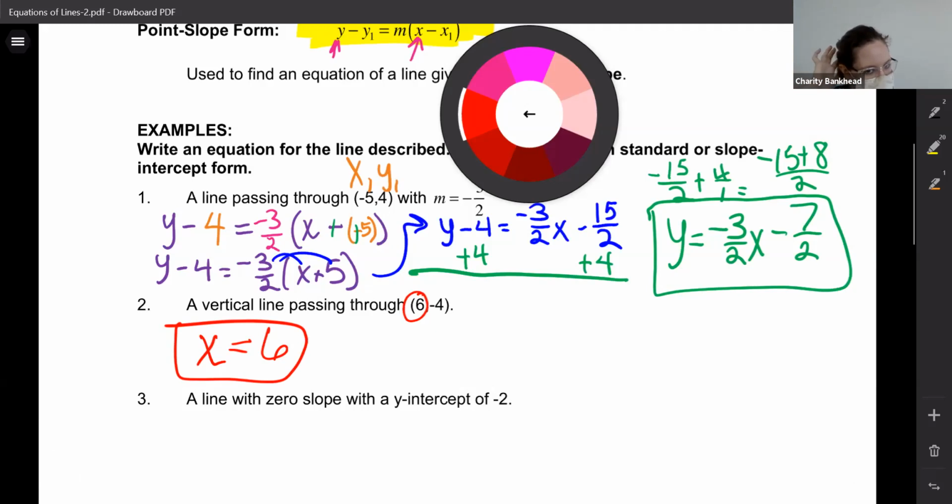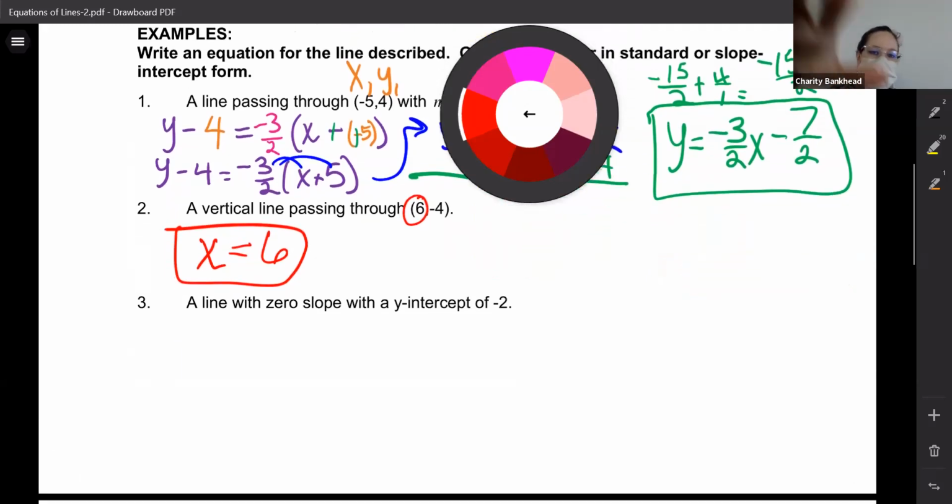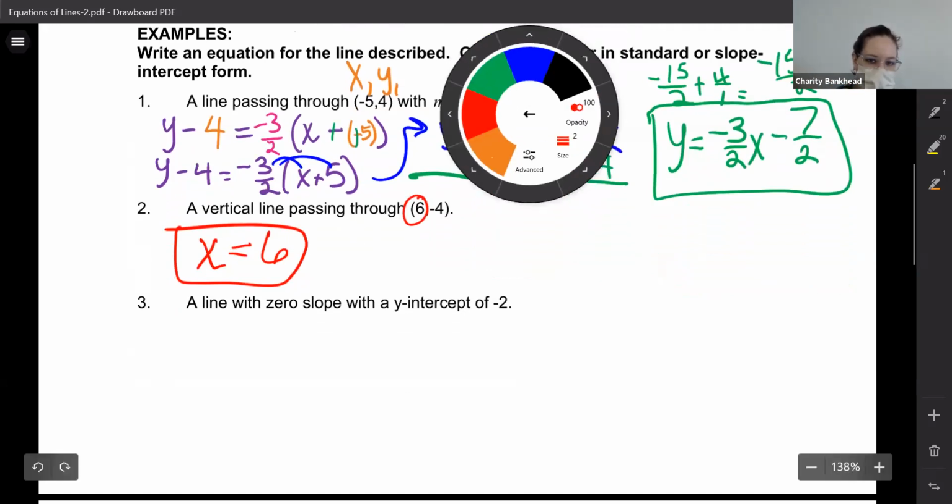Number 3, a line with 0 slope and a y-intercept of -2. So if it has 0 slope, that means it's a horizontal line. And if it has a y-intercept of -2, it has to be y equals -2.